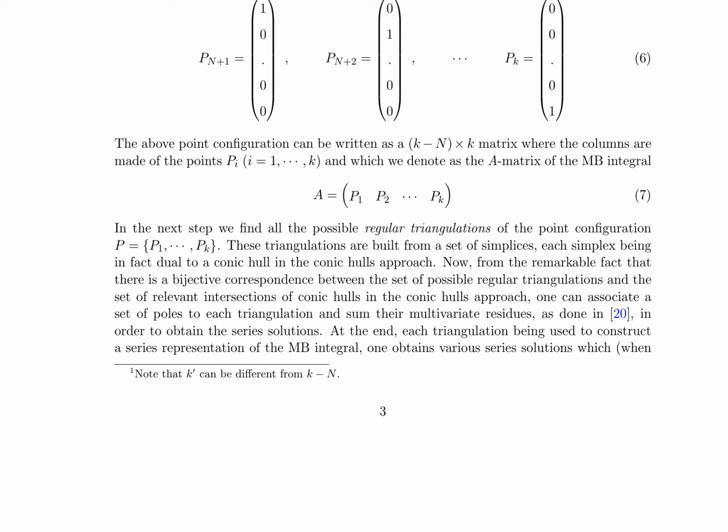A bijective correspondence exists between the set of possible regular triangulations and the set of relevant intersections of conic hulls, allowing the association of a set of poles to each triangulation. The multivariate residues of these poles are summed to obtain series solutions, as done in prior work, 20. Ultimately, each triangulation is used to construct a series representation of the MB integral, yielding various series solutions.